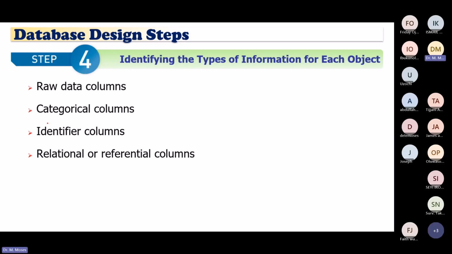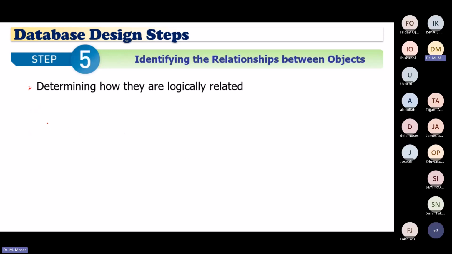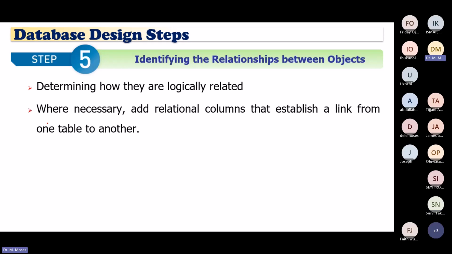We also want to find out the relationship between these columns. Is there any form of relationship between the columns or between the tables? These are what we do at the next step. Identifying the relationship between the objects will determine how they logically relate. Where necessary, we can add additional columns that establish a link from one table to another.